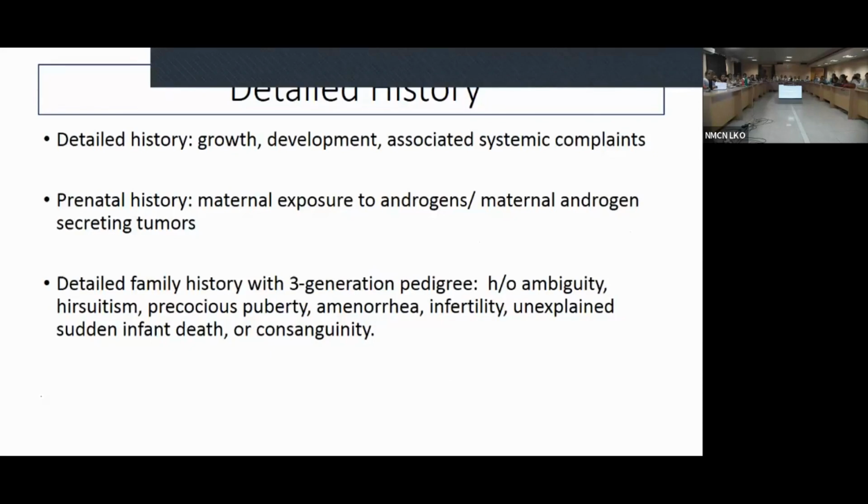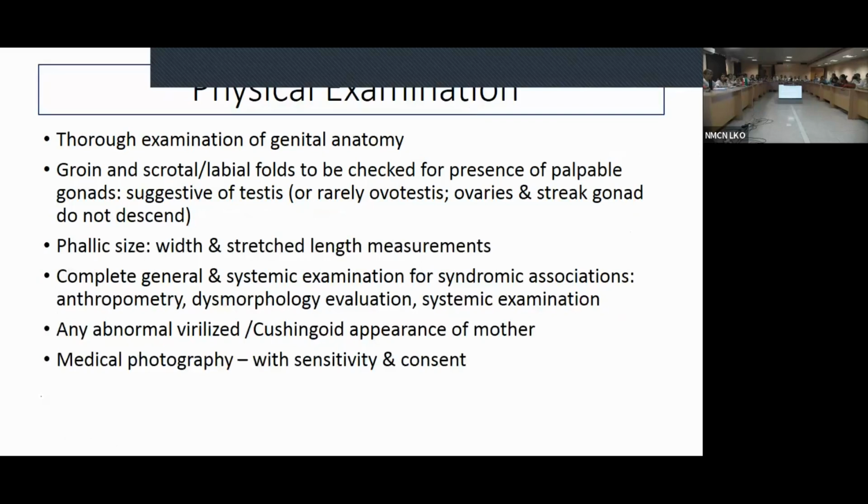Yes, salt-losing type of CAH with dyselectrolytemia. Then physical examination, thorough examination of the genital anatomy, the groin and labioscrotal folds to be checked for presence of palpable gonads. As I said before, in most cases, if you get palpable gonads, they would be testes only. Ovaries and streak gonads do not descend and will not be palpable. Rarely ovotestes may be palpable, but generally if you get a palpable gonad, it is a testis.